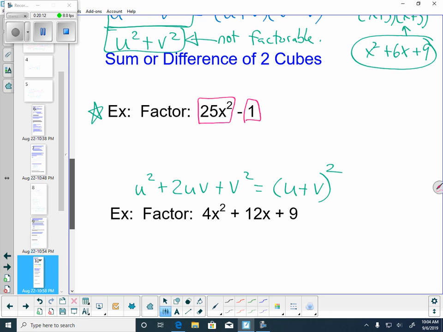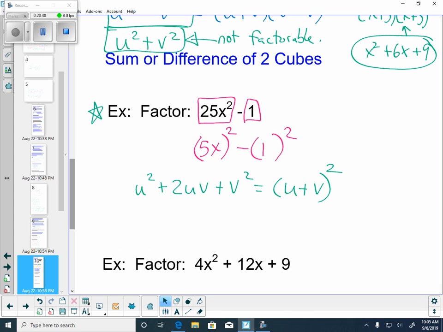But before we blindly go ahead and do this, I want you to tell me, what would I need to square in order to get 25x squared? Caitlin. 5x. Do people agree with that? Yes, so 5x times 5x will get me to 25x squared. Now, what would I need to square in order to get the 1, Francesca? 1, all right?